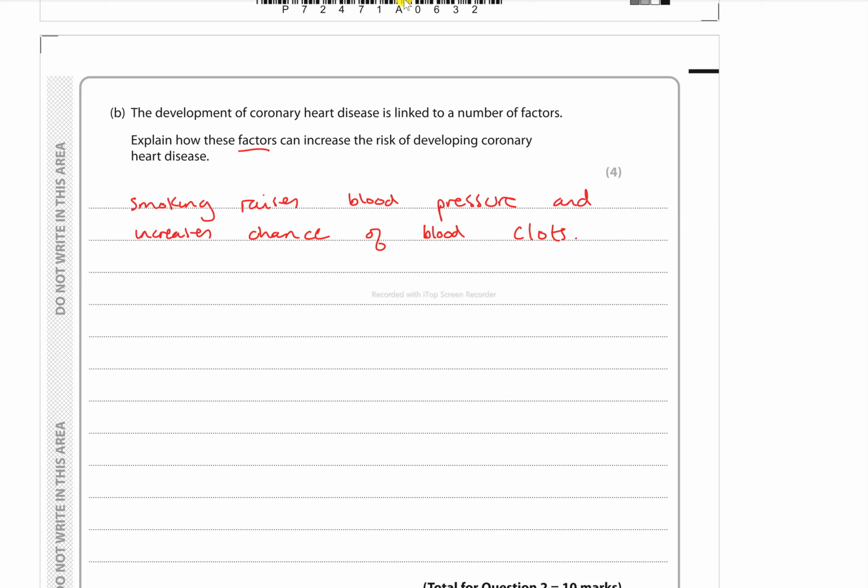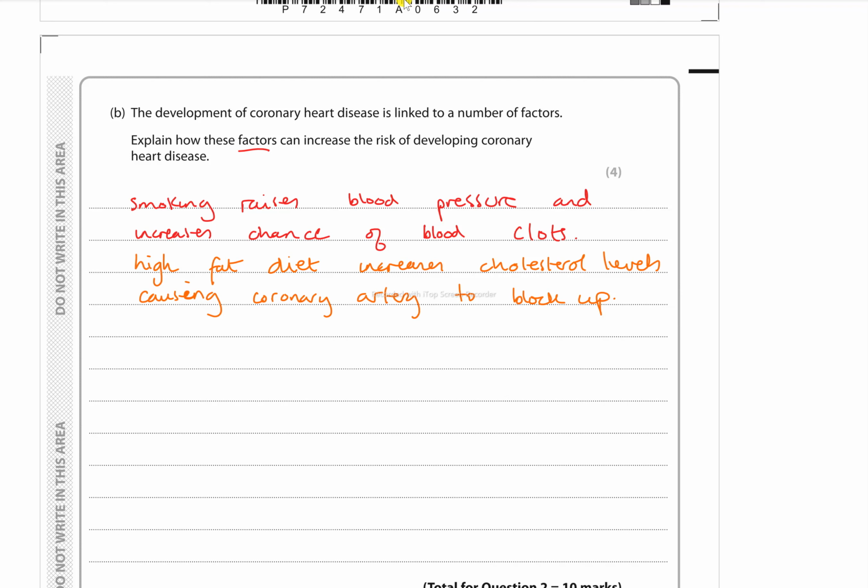Right, okay, that's the first one. What you can say, obesity. Okay, let's say high fat diet, or excessively high fat diet, increases cholesterol levels, causing the coronary artery to block up. Yeah, okay.